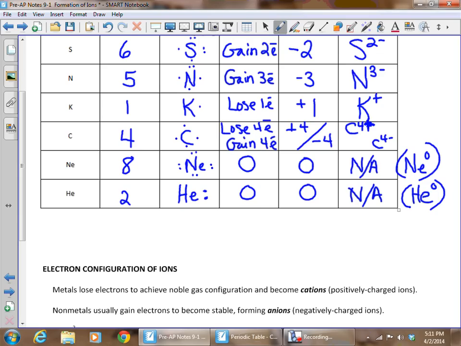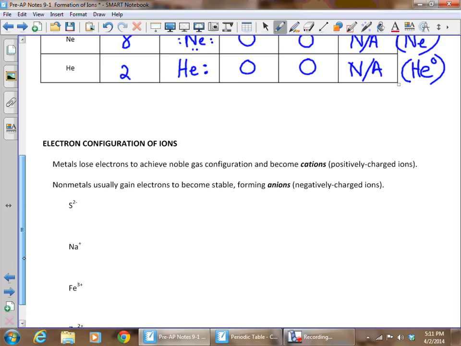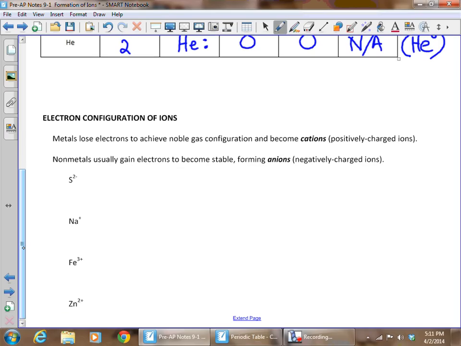Now, at this point, the rest of this discussion is for extra credit, so if you want to stop listening at this point and go on with your worksheet or assignment, you can. But if you're an AP, going to be an AP, I would suggest going ahead and doing this. The electron configuration of ions.